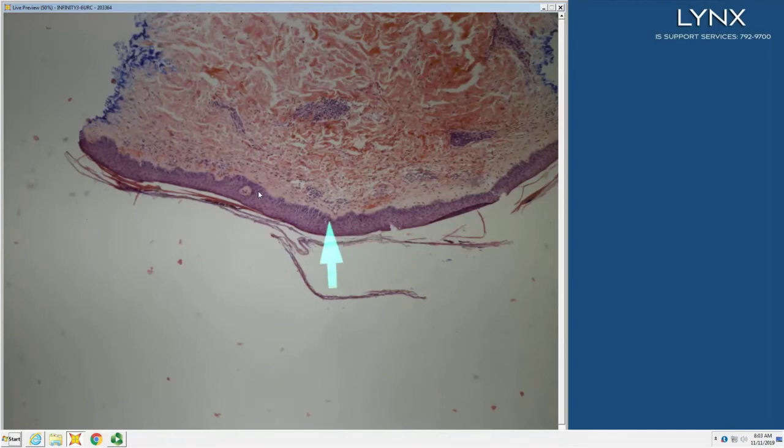So, a little bit of spongiosis. I'm not sure I'm seeing interface, but I'm definitely seeing a little bit of busy interstitial. There are some neutrophils as well as lymphs. There are neutrophils in the horn. And it was tinea in this case.